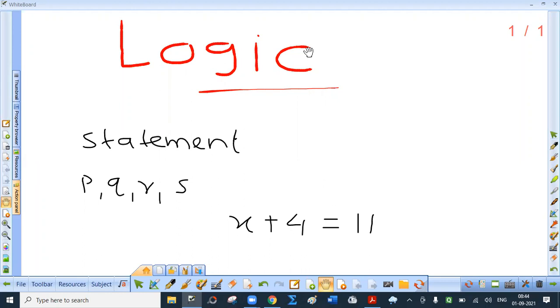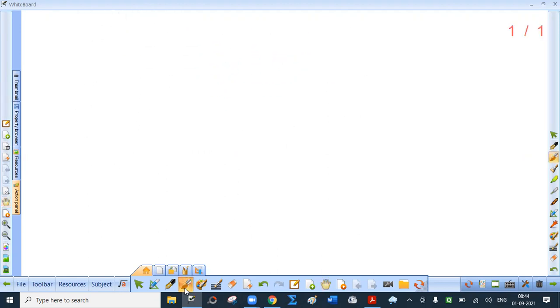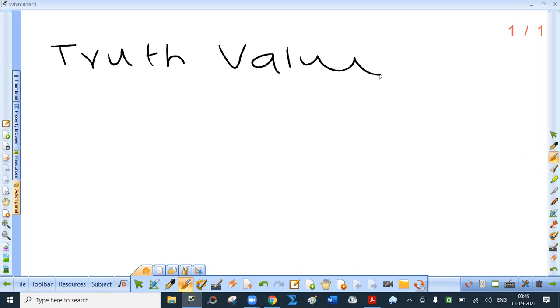Okay. Now, the next important concept is the truth value of a statement. See, this part is not at all difficult. Truth value. A statement, that is proposition, is either true or false. This truth or falsity of a statement is called the truth value of the statement. If a statement is true, its truth value will be denoted by capital T. And if it is false, then its truth value is denoted by capital F.